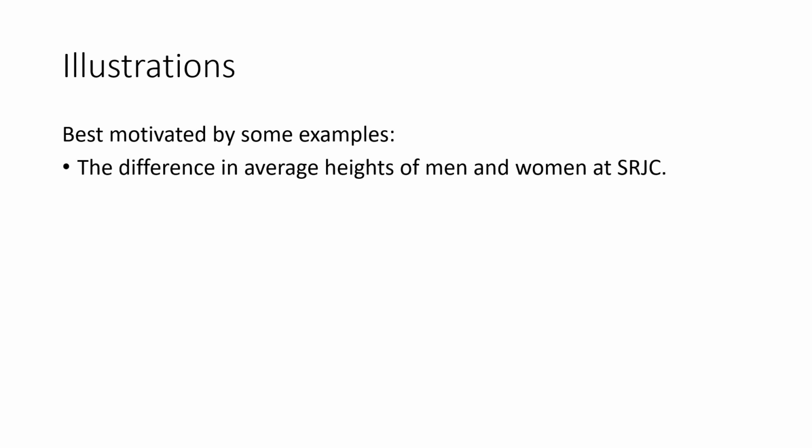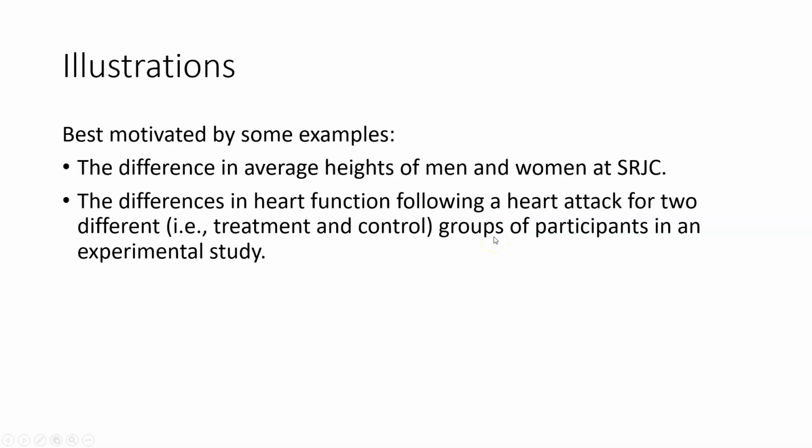So let's take a look at two very quick examples that illustrate two groups that we are gathering data from in which we would not be considering the use of paired data techniques. For example, the difference in average heights of men and women at Santa Rosa Junior College. Obviously, those are two very different groups and we would not consider the data paired in that case. Suppose we want to know the differences in heart function following a heart attack for two different, that is, treatment and control groups of participants in an experimental study. Again, the data we gather from the two groups would not be considered paired data in that case.